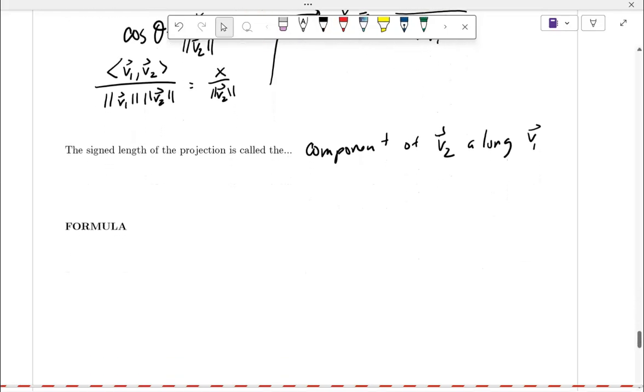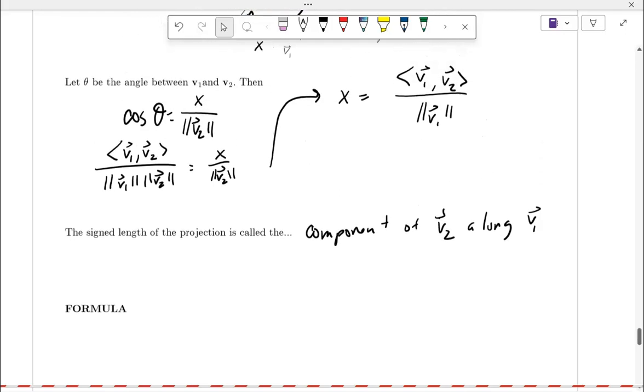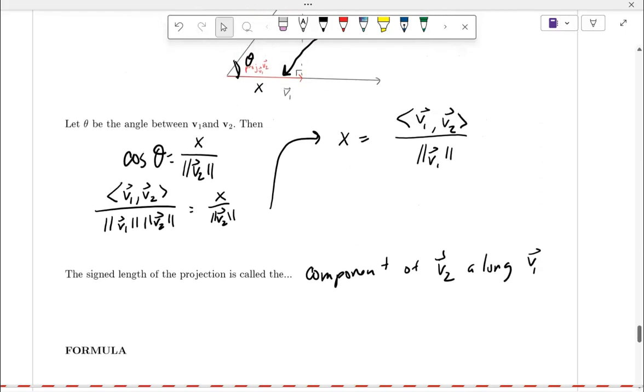Okay. All right. So now let's talk about the formula for the projection. Well, I want the actual vector. The projection is a vector. The vector points either in the same direction as V1 or in the opposite direction as V1. Okay, I have the length, but I just need to make sure I have the direction.